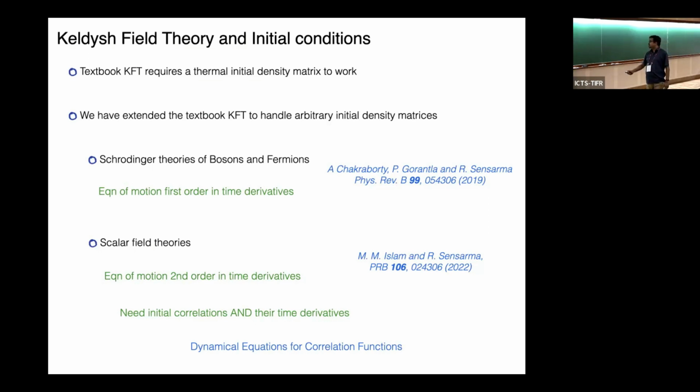The end result is we can write down dynamical equations for correlation functions with the usual structure of self energies, vertex functions, etc.